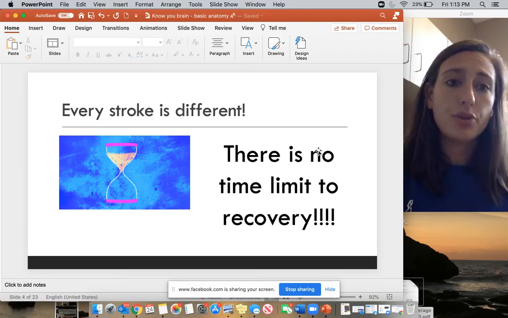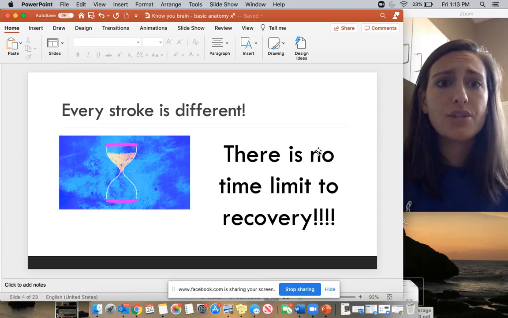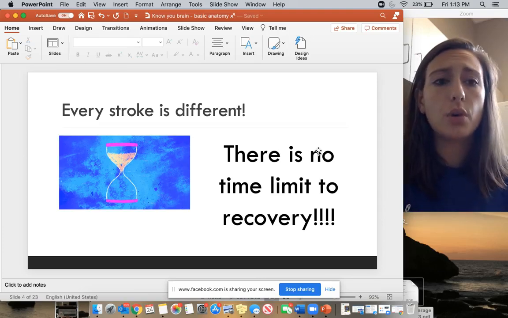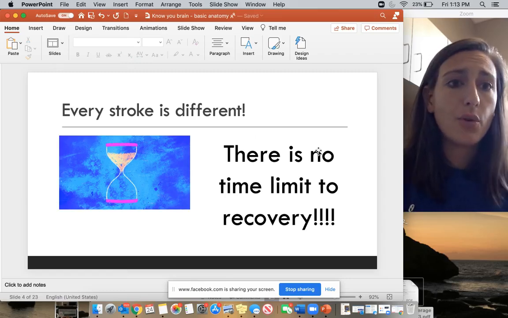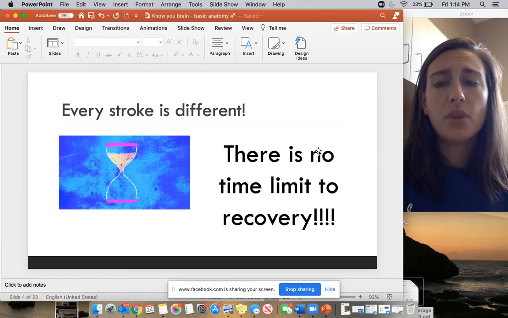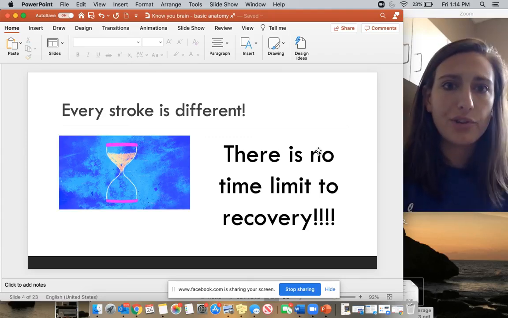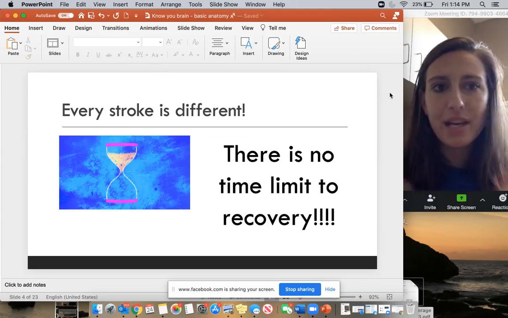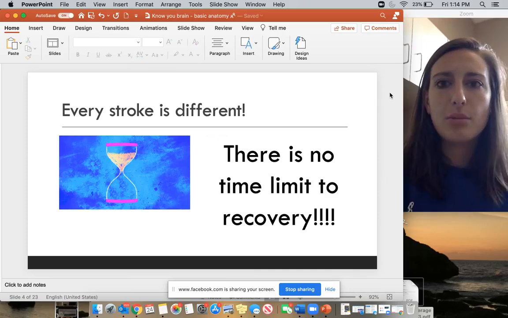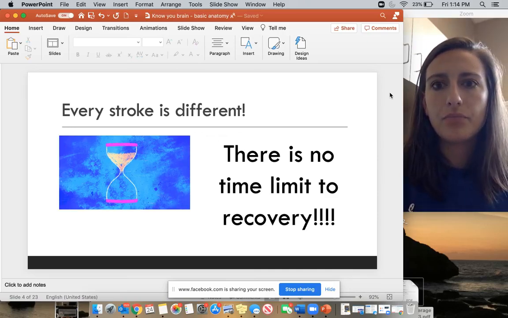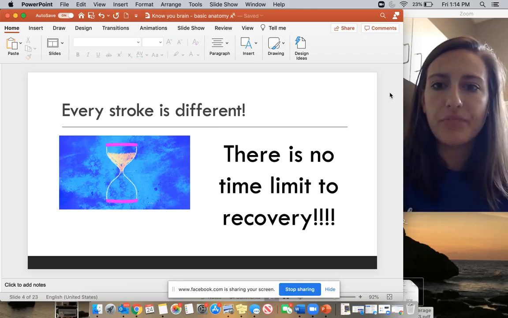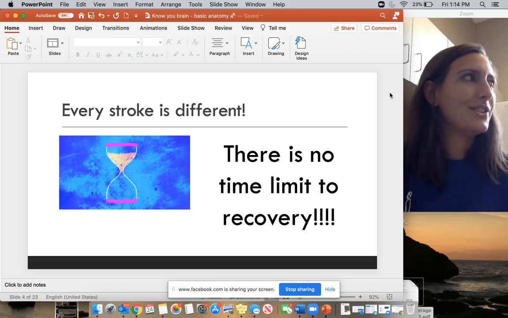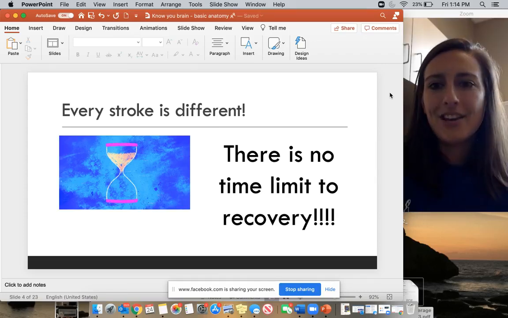Whether you had your stroke a week ago or years ago, there is always room to continue to pursue your goals, whether it be recovery of movement or recovery of a functional skill in an adaptive way. Always keep going on your journey. Life is therapy. Going about life is the best way to get back to where you might have been previously. All right, we're going to keep on going.